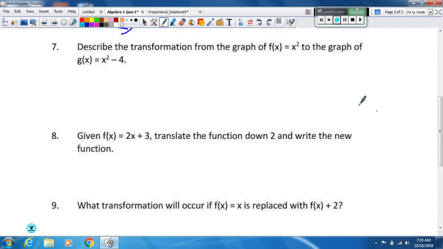Number 7, describe the transformation from the graph of f(x) = x squared to the graph of g(x) = x squared minus 4. Okay, any constants go with the parent function. If it's positive, it's up. If it's negative, it's down. So this one's going down 4.